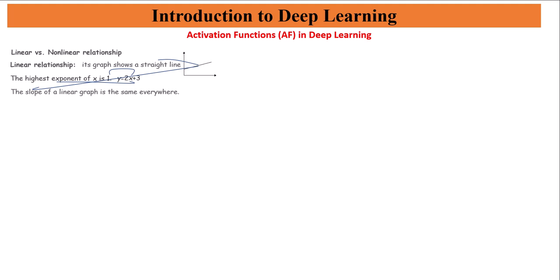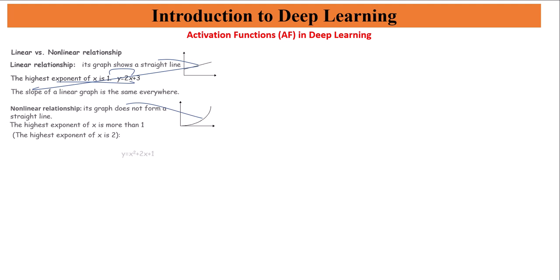The simplest way to explain a non-linear relationship is that its graph does not form a straight line. The highest exponent of x is more than 1. For example, here, the highest exponent of x is 2, and in this equation, the highest exponent is 3. The slope of a non-linear graph changes all the time, meaning the relationship between input and output is not consistent.